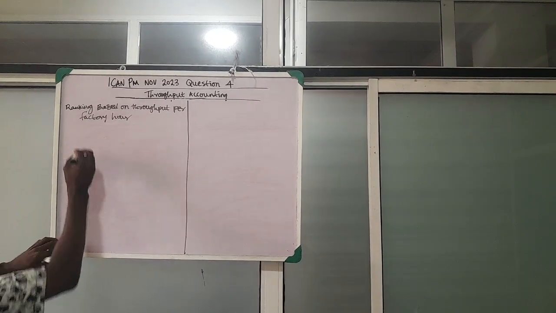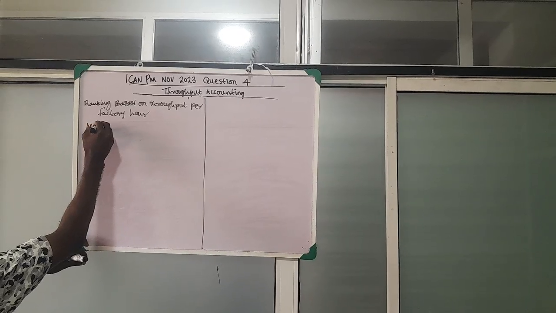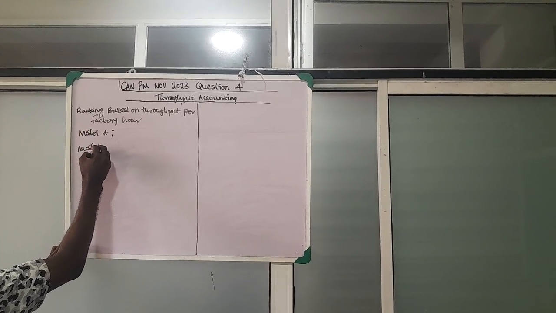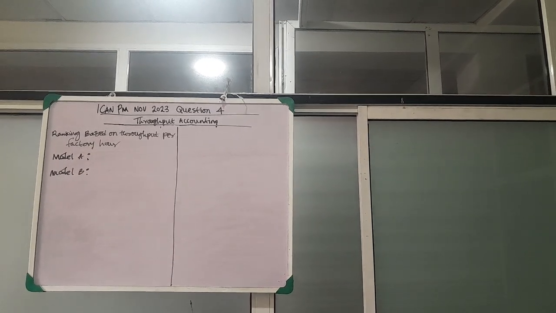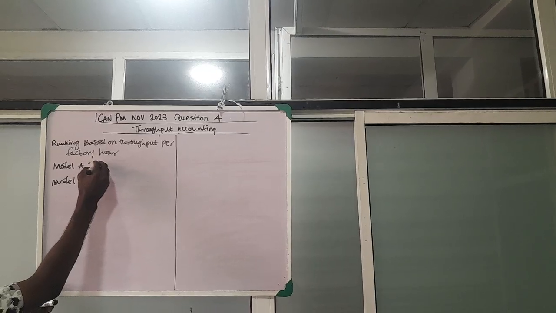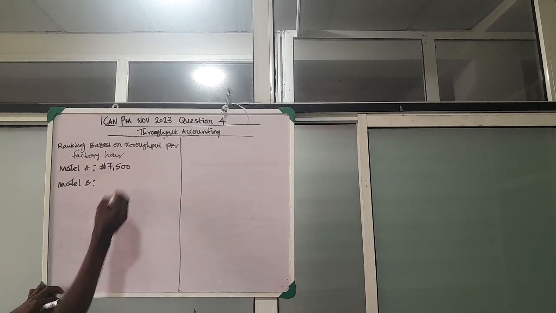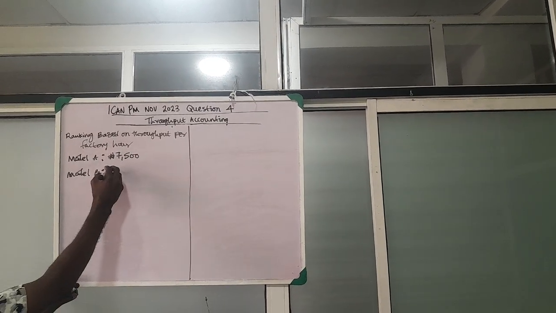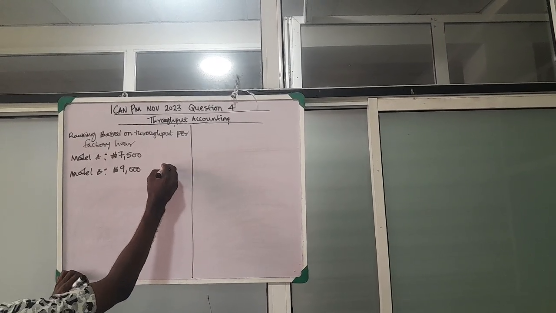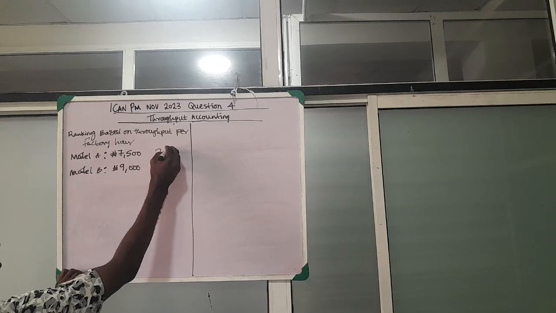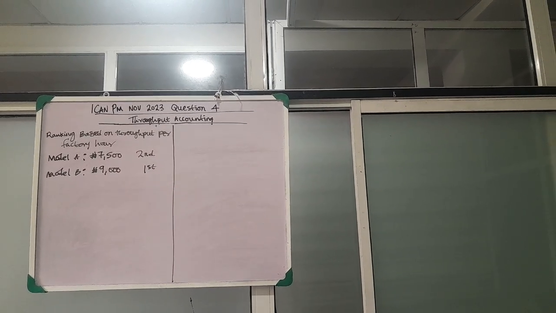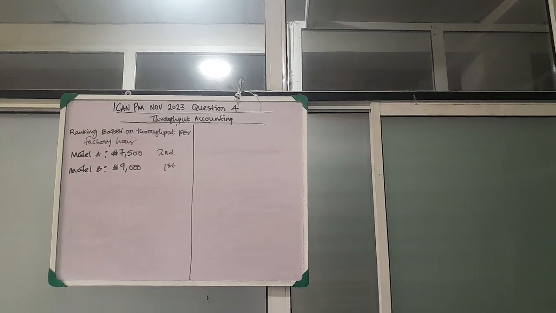Model A throughput per factory hour is 7,500. We have computed that before. Then model B is 9,000. You can see it changes the ranking. In ranking, this one comes first, while this will be considered later. So model B will be considered first this time around.